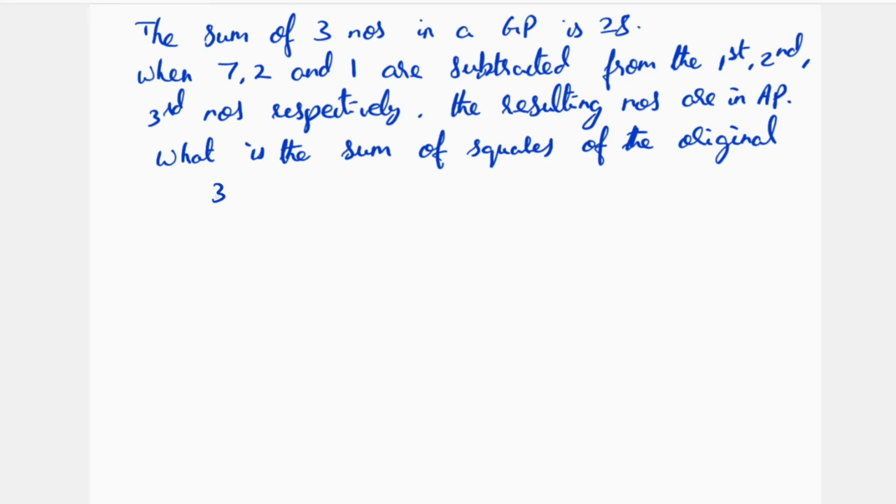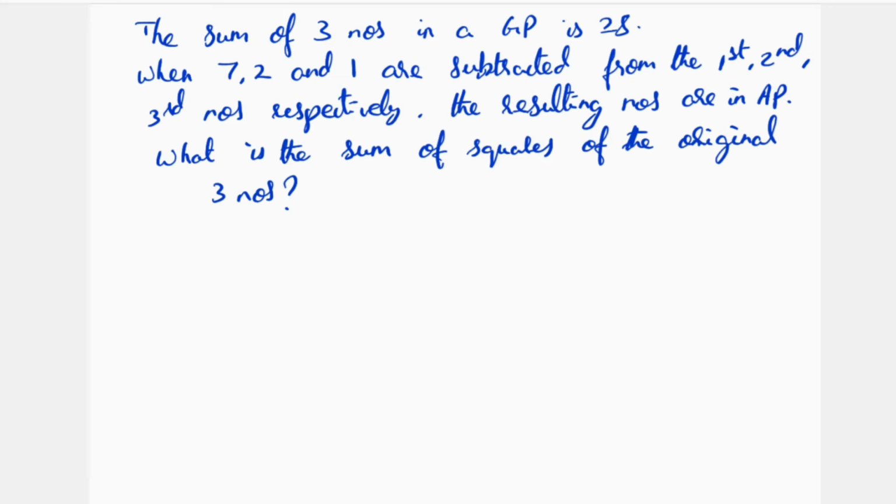Original three numbers. What is the sum of squares of the original three numbers? Okay. So let us look at the question again. They have given us three numbers which are in a geometric progression. The sum of these three numbers is 28.